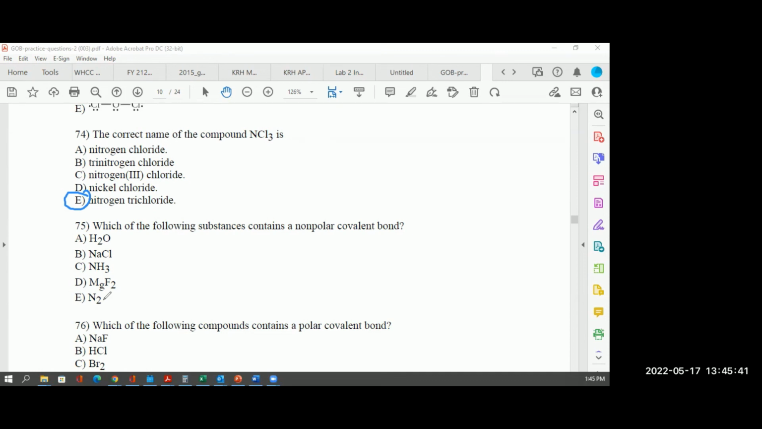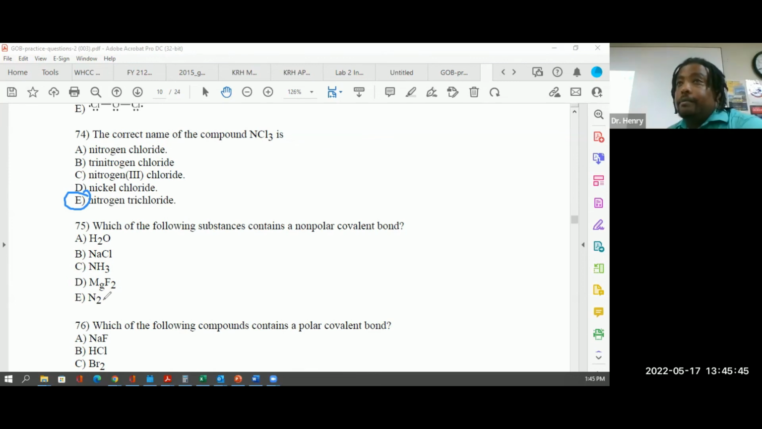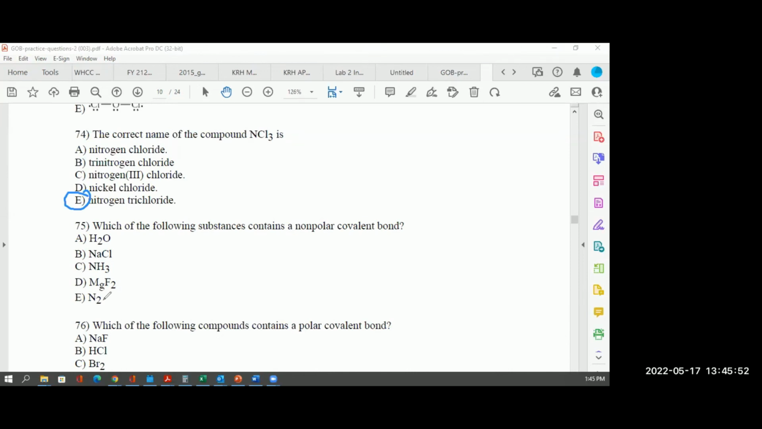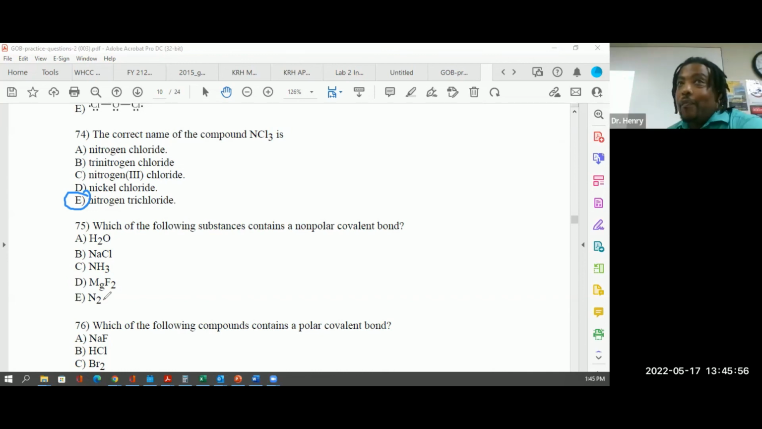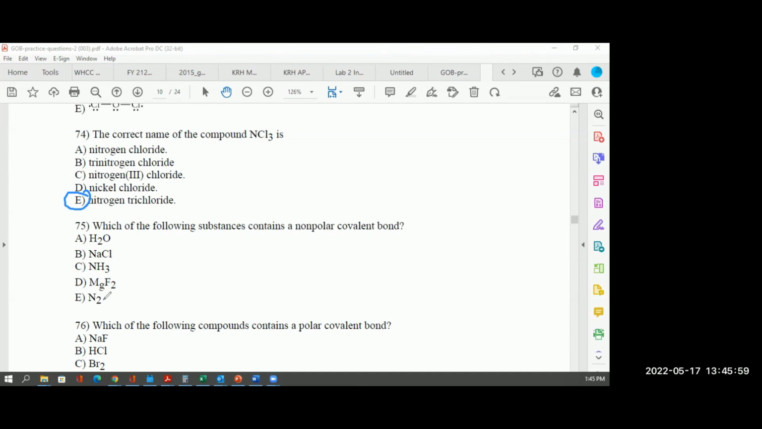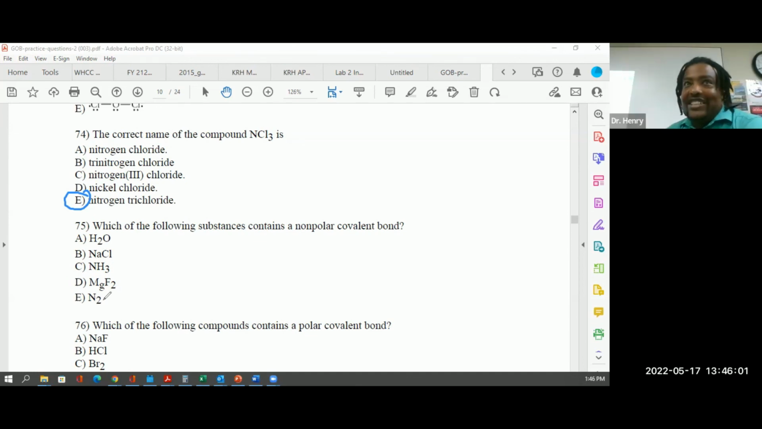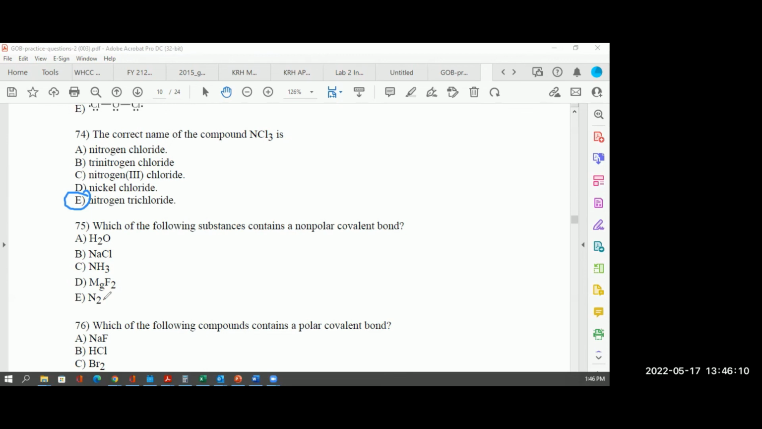B. Are you sure? Isn't B sodium chloride? Isn't that taking and giving? Is that sharing evenly? It depends on how much you take and give. No, it's all take and give. One is taking, the other is giving, so there's no sharing there at all. So would that be E, with just nitrogen? That's right. It'll be E.